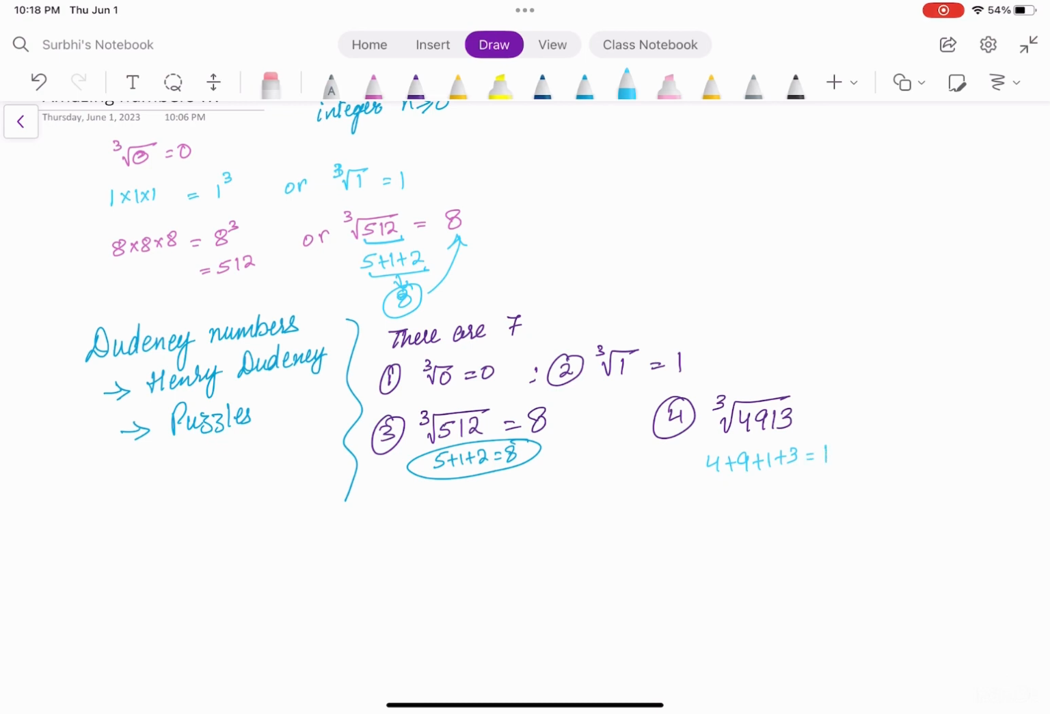So if you add all of these, you will get 17. And if you want to try on your calculator, cube root of 4913 will be nothing but 17. So can you see the pattern? Now number 5 for Dudeney numbers is nothing but the cube root of 5832. You can use your calculator or just add the digits. So the cube root will be 18, and if you add 5 plus 8 plus 3 plus 2, that will also sum up to 18.